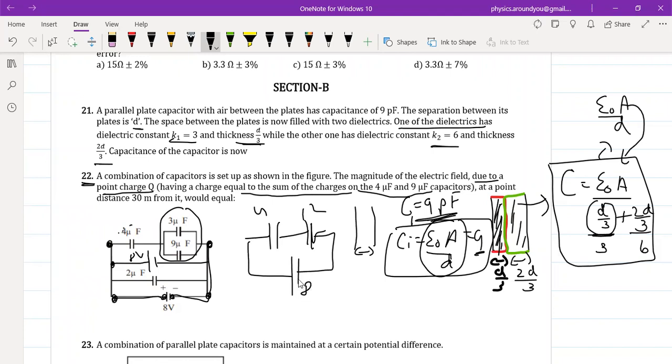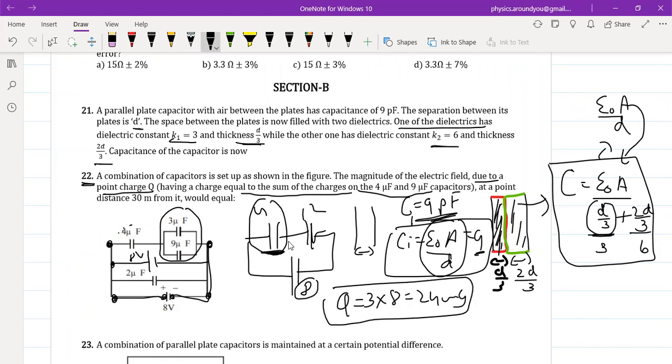That's enough. Now I can find the charge on 4 because 4 and 12 are in series. What is 4 and 12 in series? It would give you product by sum: 12 into 4 by 12 plus 4, which is 48 by 16 or 3. 3 microfarad is the equivalent capacitance and voltage is 8. So Q on 4, Q equal to CV, capacitance 3 and voltage 8, which is 24 units. So the charge stored in 4 is 24 units.